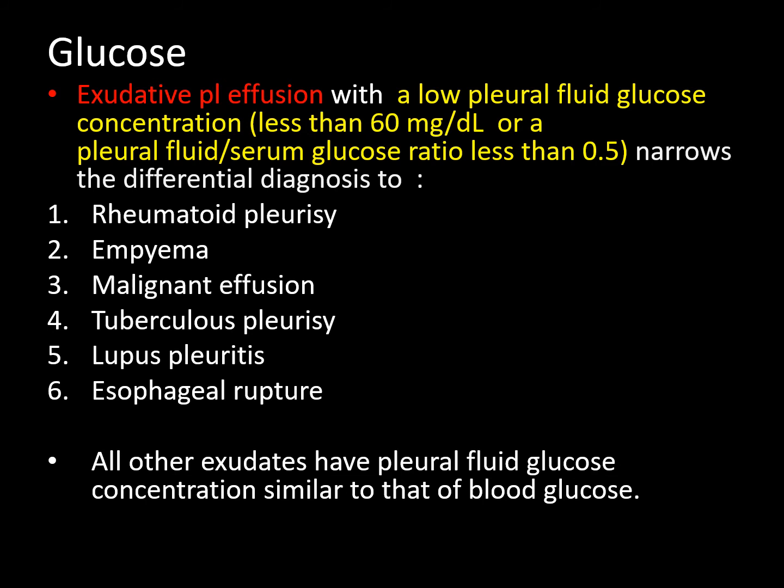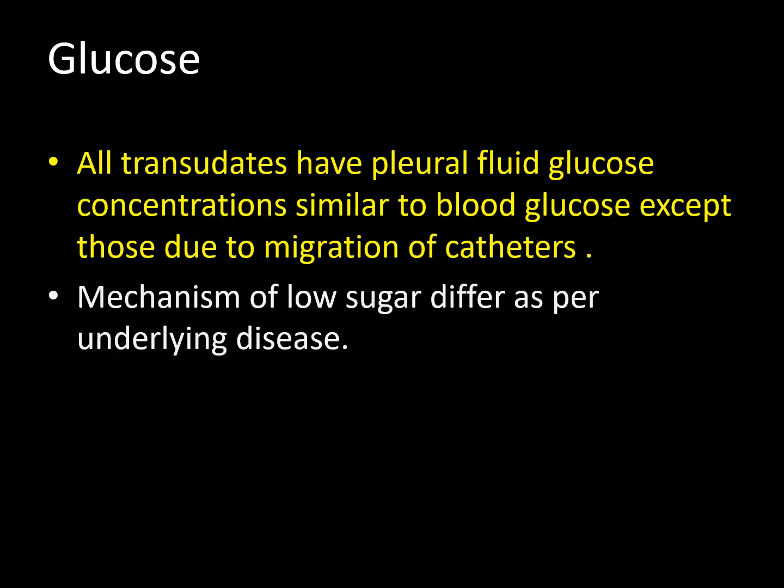Coming to the glucose, in cases of exudative pleural effusions with a low glucose concentration, which is usually less than 60 mg per deciliter, the differential diagnosis will be narrowed to rheumatoid pleurisy, empyema, malignant effusion, tuberculous pleurisy, lupus pleuritis, and esophageal rupture. All other exudative pleural effusions will have glucose concentration similar to that of blood glucose.